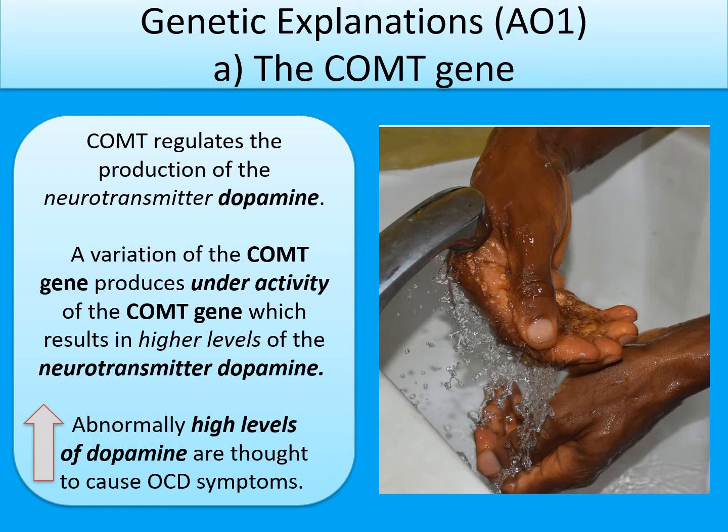And so researchers think that a faulty COMT gene gives people higher levels of dopamine, and that possibly links to the OCD cycle, because with the obsessions, you've lost touch with reality and the obsessions actually feel real.